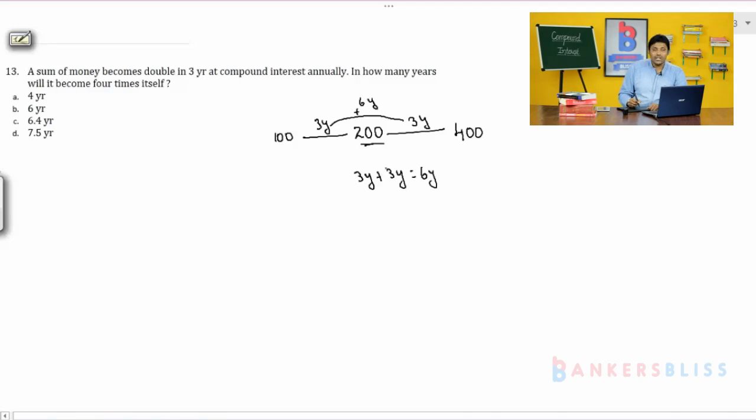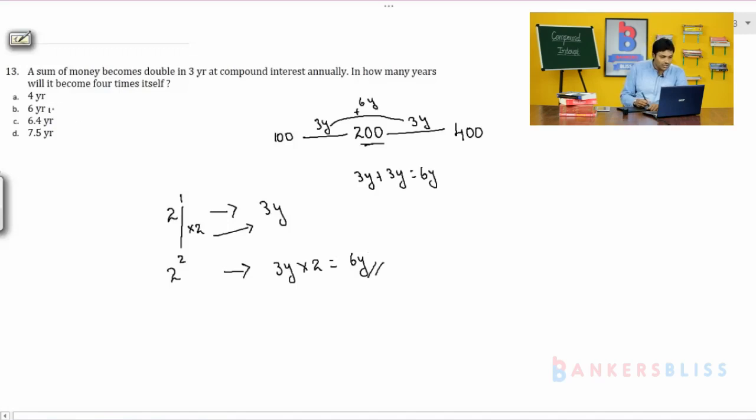Very simple. We can go with another methodology also. Double means 2 times, so 2 power 1. That is in how many years? 3 years. Next, 4 times means 2 square. So in how many years? See how many times it has become? Twice it is increased. So therefore your answer is 3 years into 2, which is equal to 6 years. Very simple. Option B is the right answer. Okay, let's go to the next problem.